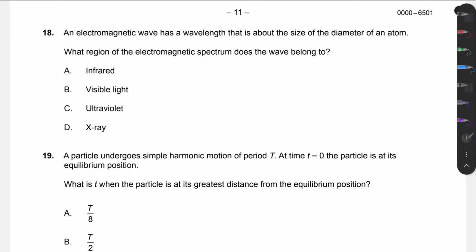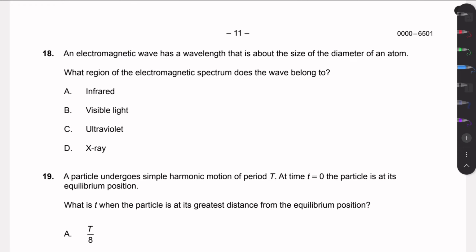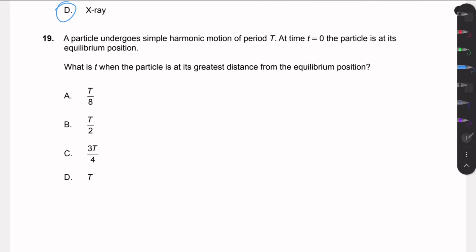And then here we are told an electromagnetic wave has a wavelength about the size of the diameter of an atom. So you just have to know this is approximately 10 to the minus 10. And then you can look in your data booklet and see that X-ray has a wavelength corresponding to this.